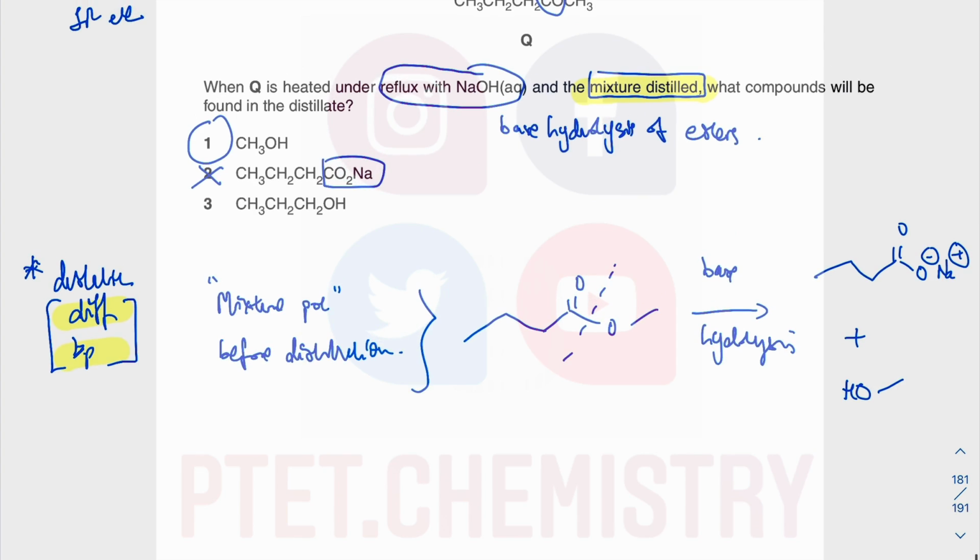So 2 is incorrect, only 1 is correct. And of course, this is the wrong alcohol that you get when you hydrolyze this ester. So 3 is definitely incorrect.